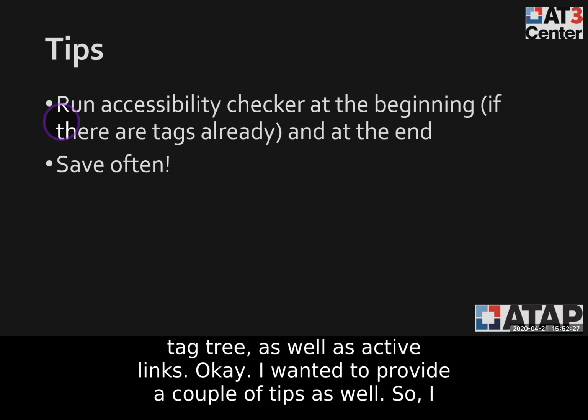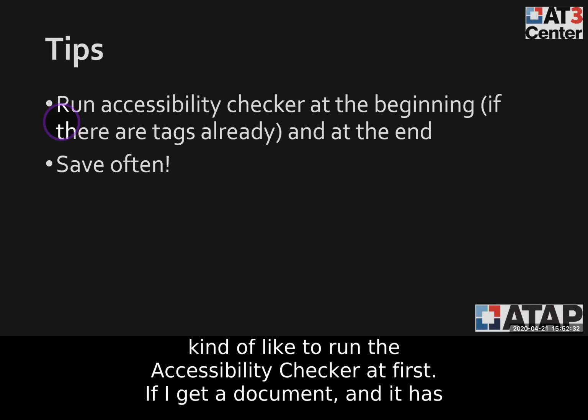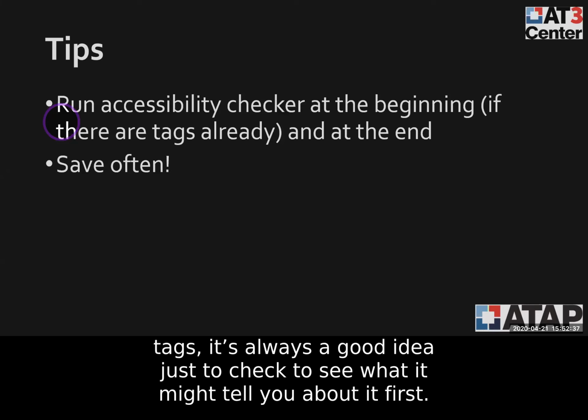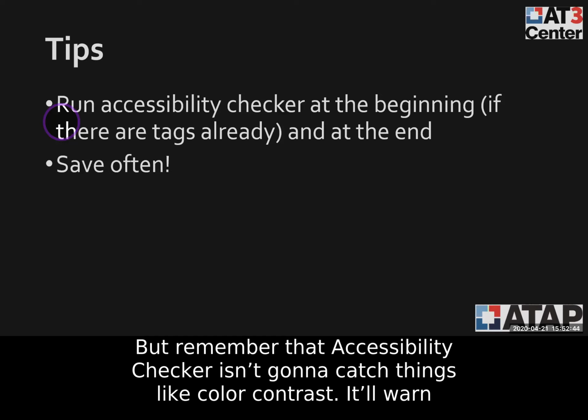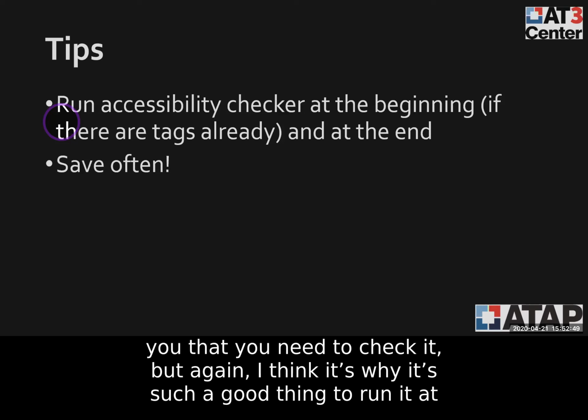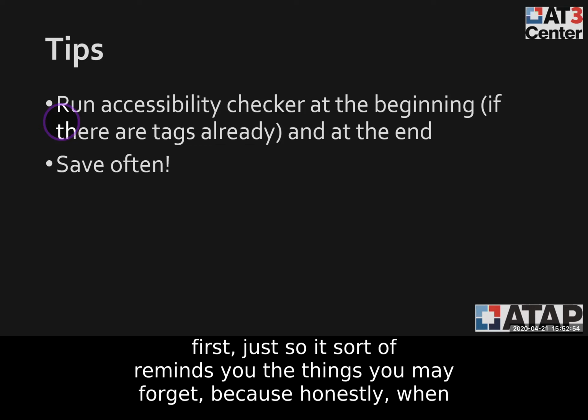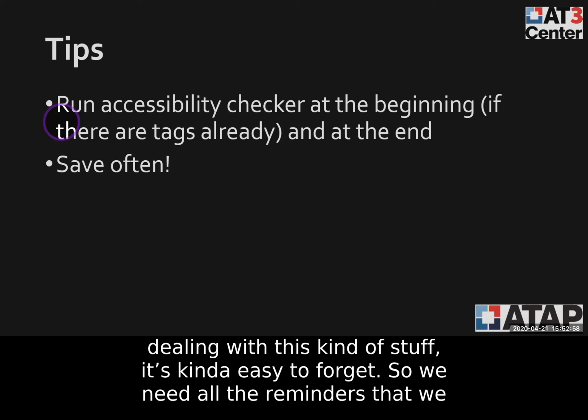Okay. I wanted to provide a couple of tips as well. I like to run the accessibility checker at first. If I get a document in and it has tags, it's always a good idea just to check to see what it might tell you about it first. But remember that the accessibility checker isn't going to catch things like color contrast. It'll warn you that you need to check it. But again, it's why it's such a good thing to run it at first, just so it reminds you of the things you may forget, because honestly, when dealing with this kind of stuff, it's easy to forget. So we need little reminders.